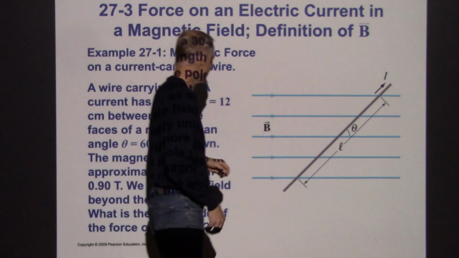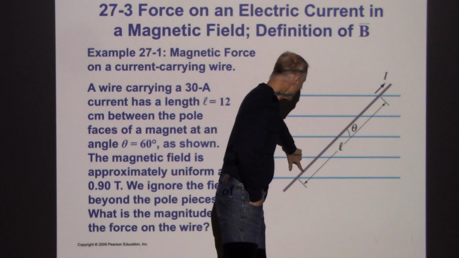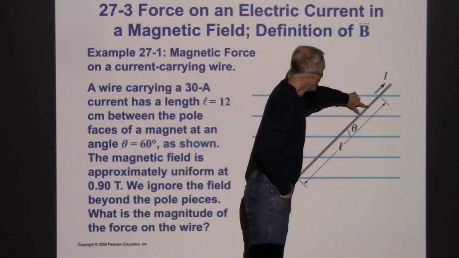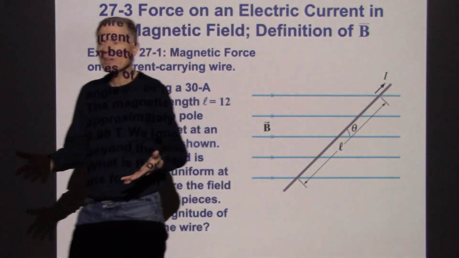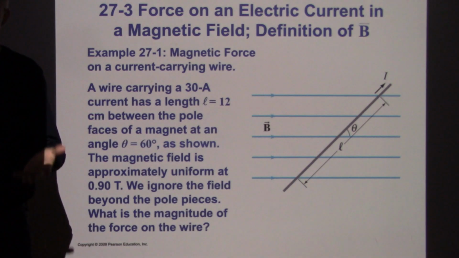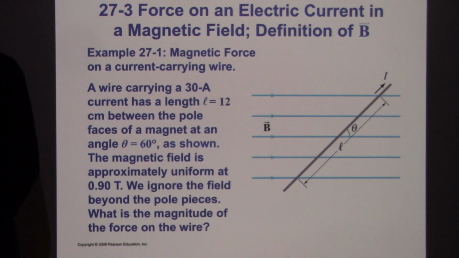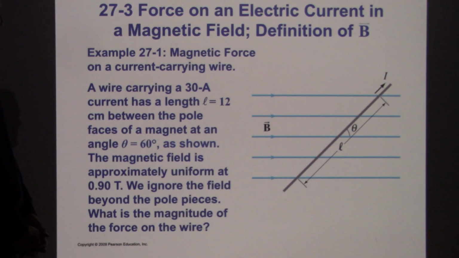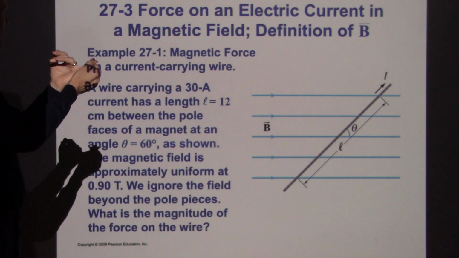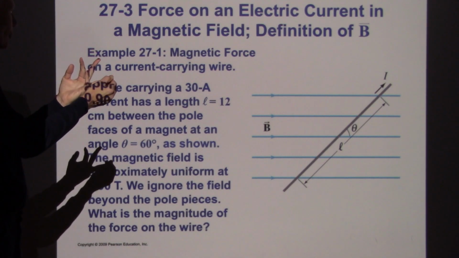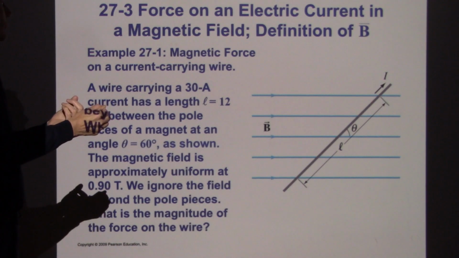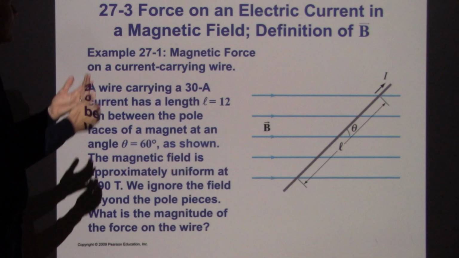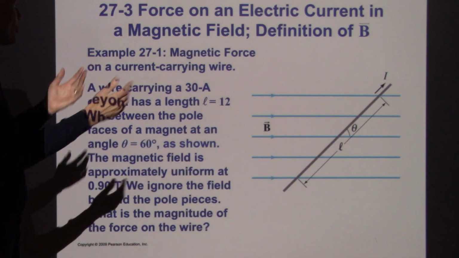Finally, we're going to measure the length of the wire that is actually traversing the magnetic field region. So I need to know those four things. I need to know the magnetic field, I need to know how much current, I need to know the length that the current is running through the magnetic field, and then I need to know the orientation.